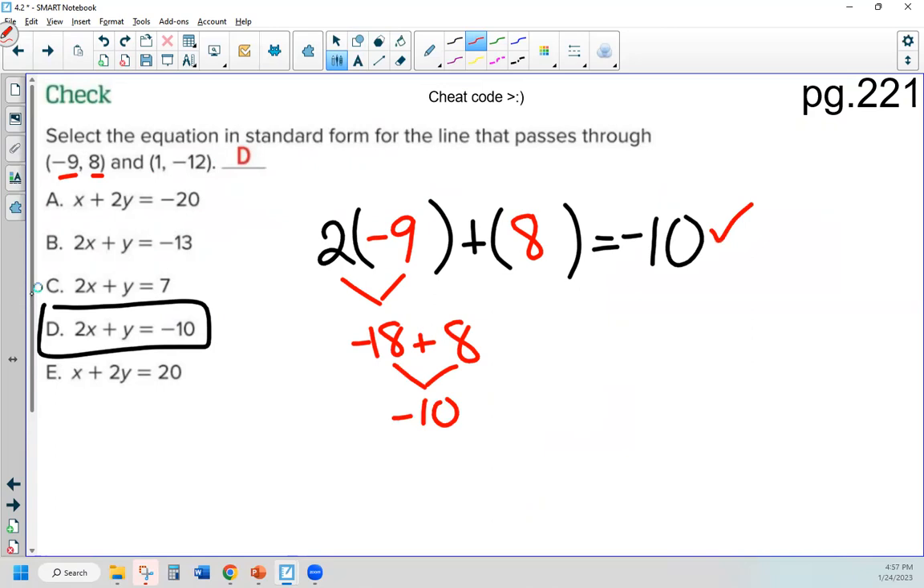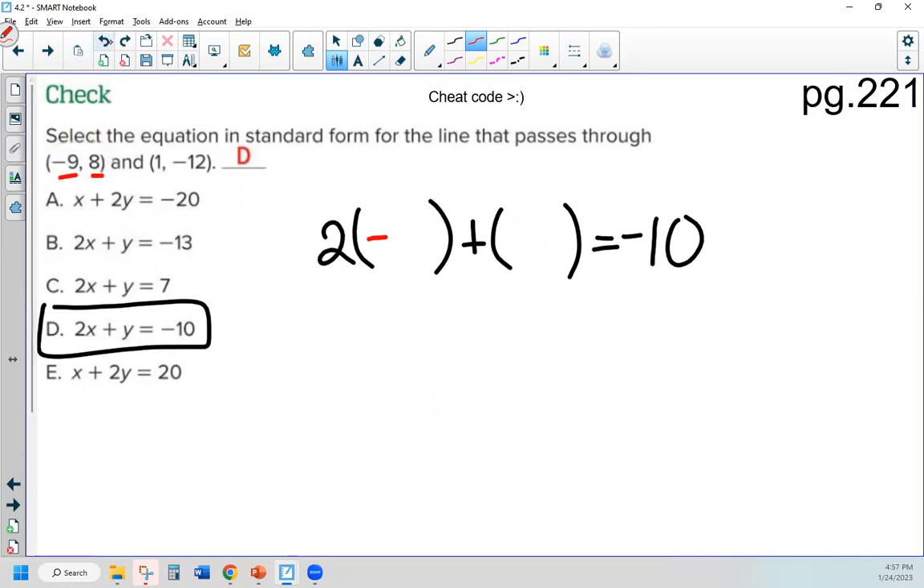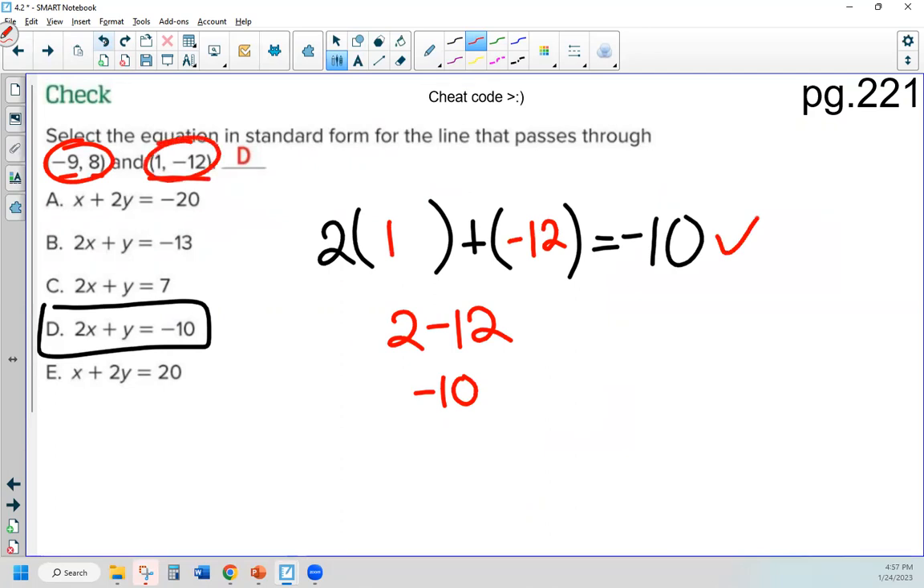What does that tell me? That this point is on that line. So now let me check this one, which is 2 times 1 plus negative 12. 2 times 1 is 2 plus negative 12 means just minus 12. 2 minus 12 is negative 10. So it does equal negative 10 as well. These 2 points are on that line.